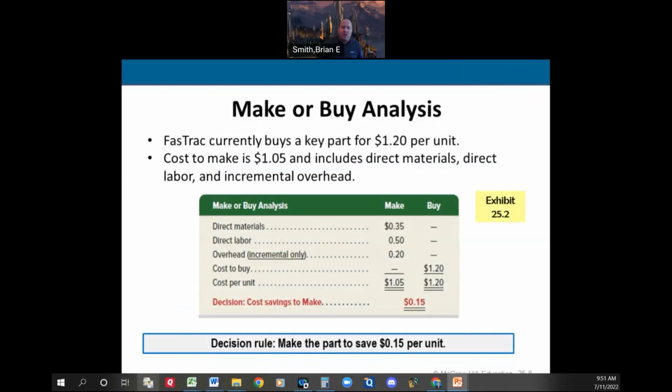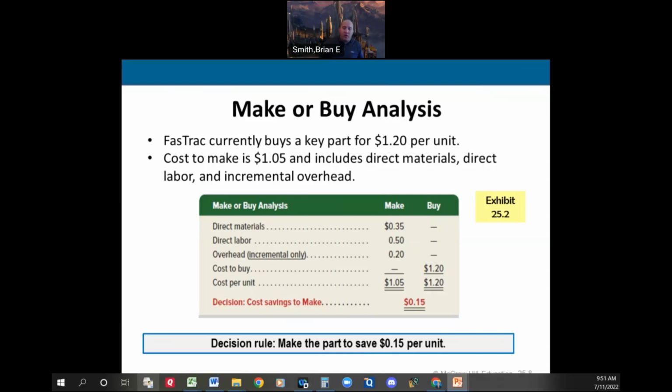Fast Track currently buys a key part for $1.20, and it doesn't tell us what part. It doesn't really matter. It can be whatever you want it to be. The cost to make it is $1.05 and includes direct materials, direct labor, and incremental overhead. We have to make sure it doesn't give us total overhead, because a new product will increase our overhead by a certain amount, and so we've got to estimate that, and we're only going to put in there the incremental portion, what increases based on our decision to do this.